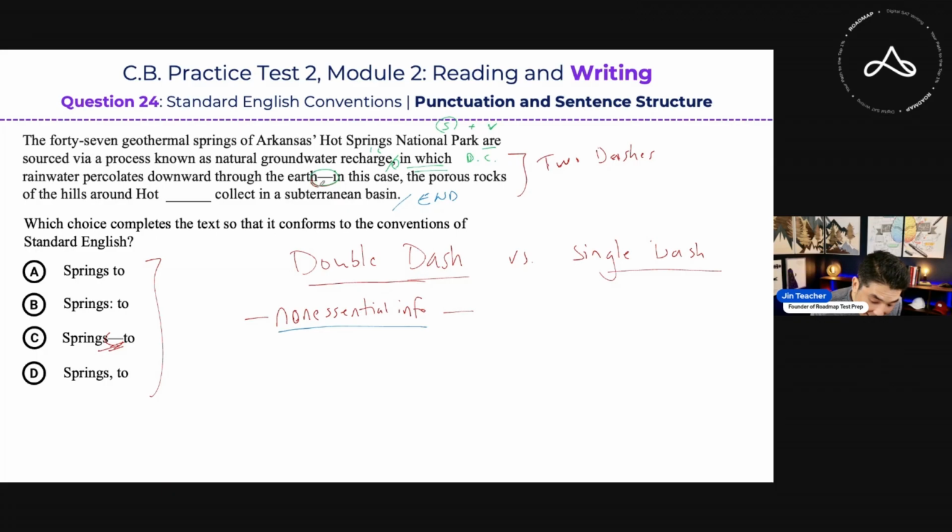Oh, I notice a dash, right? In this case, the porous rocks of the hills around Hot Springs to collect in a subterranean basin. Okay, yes, this is how my mind operates when I'm reading for grammar. When I know I'm tested on grammar, like punctuation and sentence structure, I'm reading in that way. Now, this is different than how I read for a reading comprehension question, like a main purpose or a main idea question.